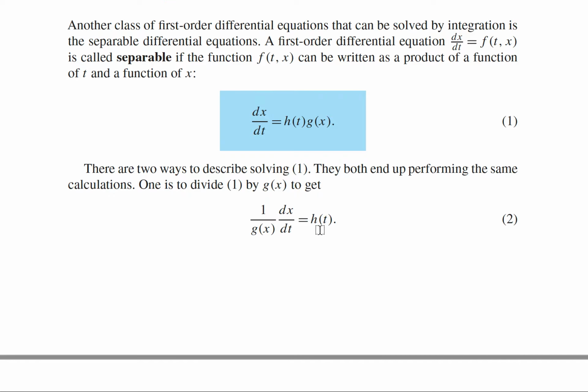You solve this, you get x over x minus 1 is plus or minus e to the c times e to the t. Now, I'm going to put e to the c to be a constant k. It is an arbitrary constant. It can be positive or negative. And you solve it, you get this solution.